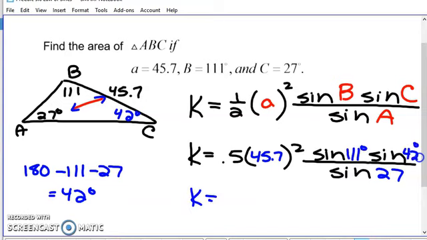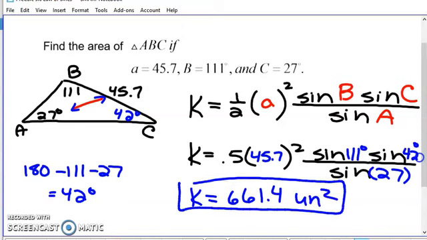And then you put it into your calculator. So 0.5 times 45.7 squared times sin of 111, I would hit enter, times sin of 42, hit enter, divide by sin of 27, hit enter. Make sure you either close those parentheses when you put it in your calculator or hit enter. But we end up with 661.4 units squared.